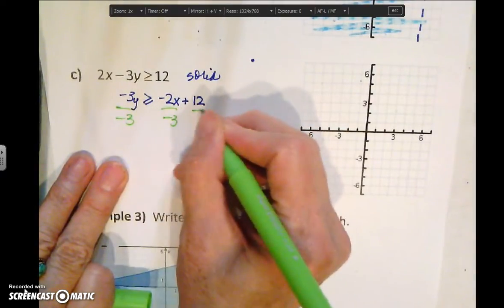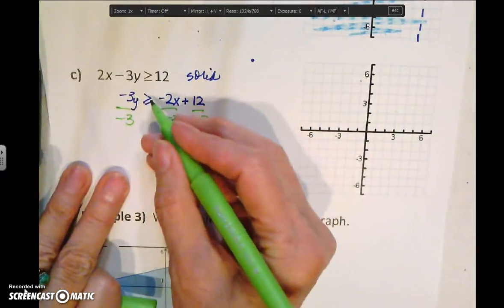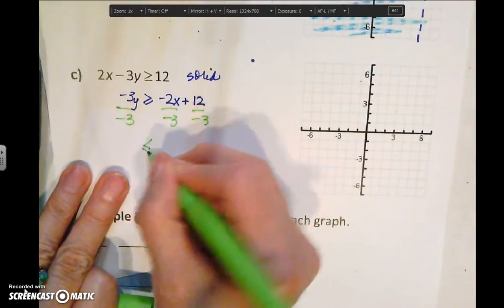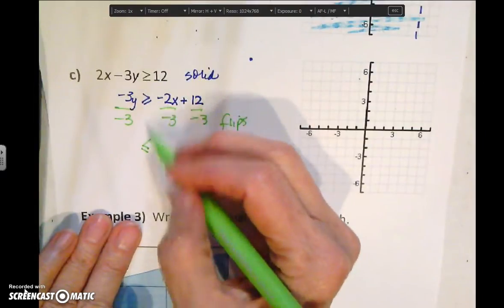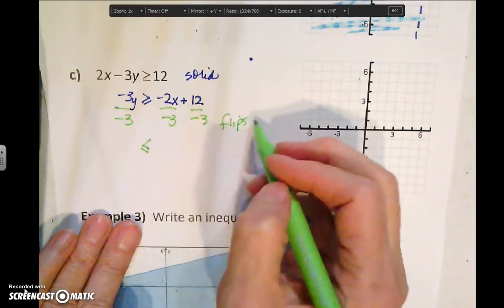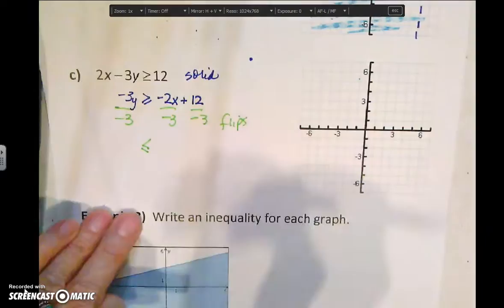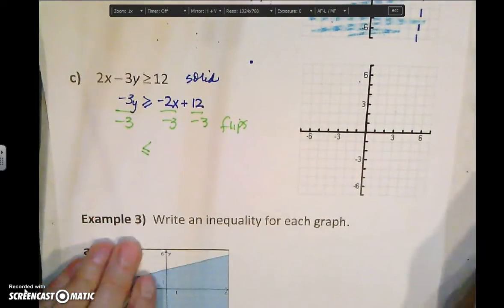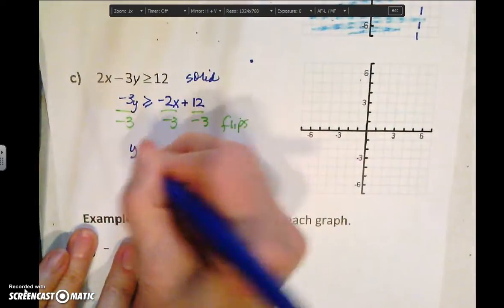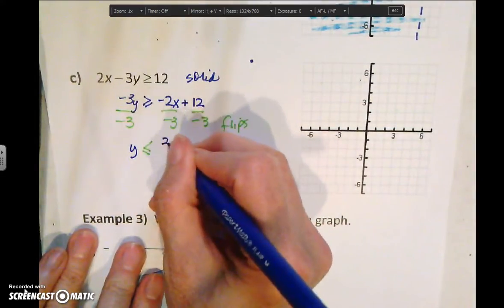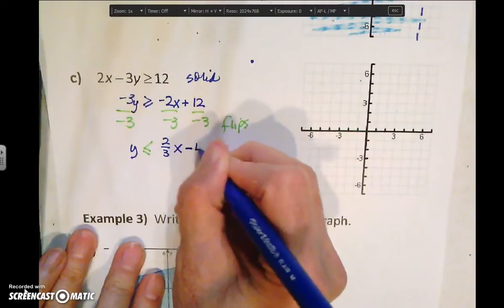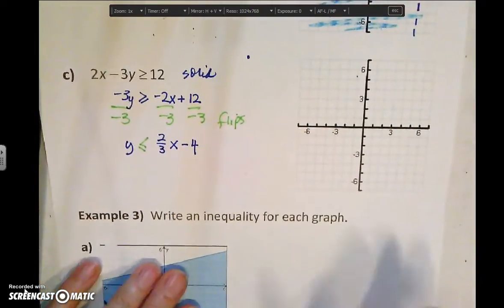And when I divide through by that negative, recall that it flips the inequality, and that's why it's going to be important to solve it for y and keep your inequality there. And remember that if you divide by a negative, that it's going to flip. So I get that y then is less than or equal to negative negative makes it positive 2/3 x, and then minus 4. So I'm going to graph that.